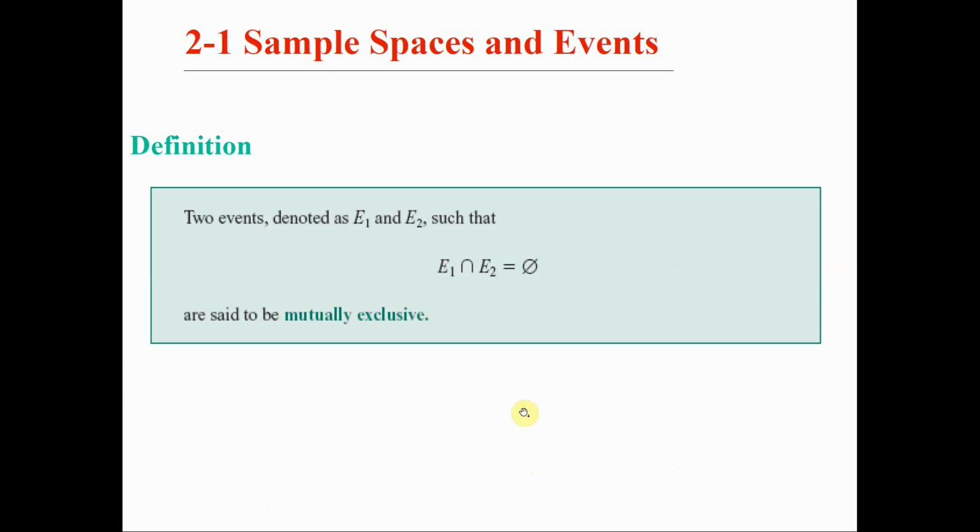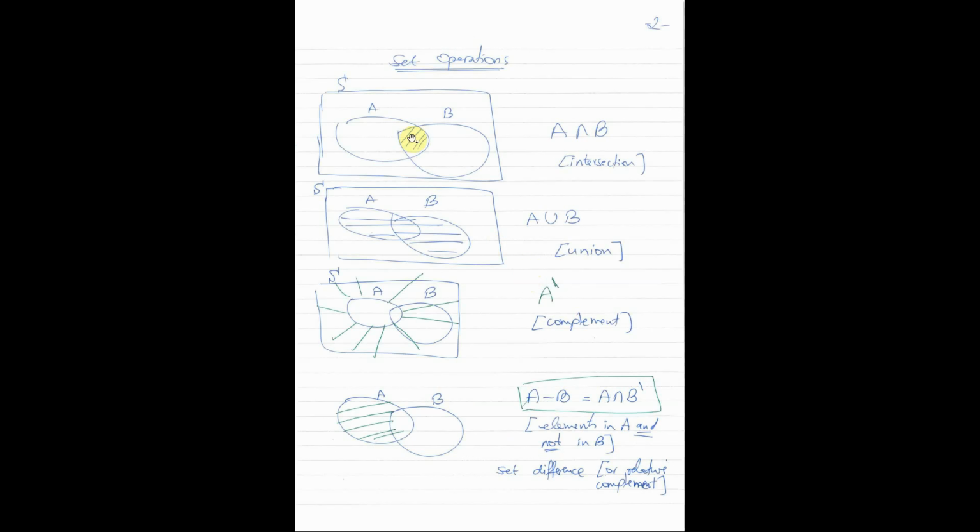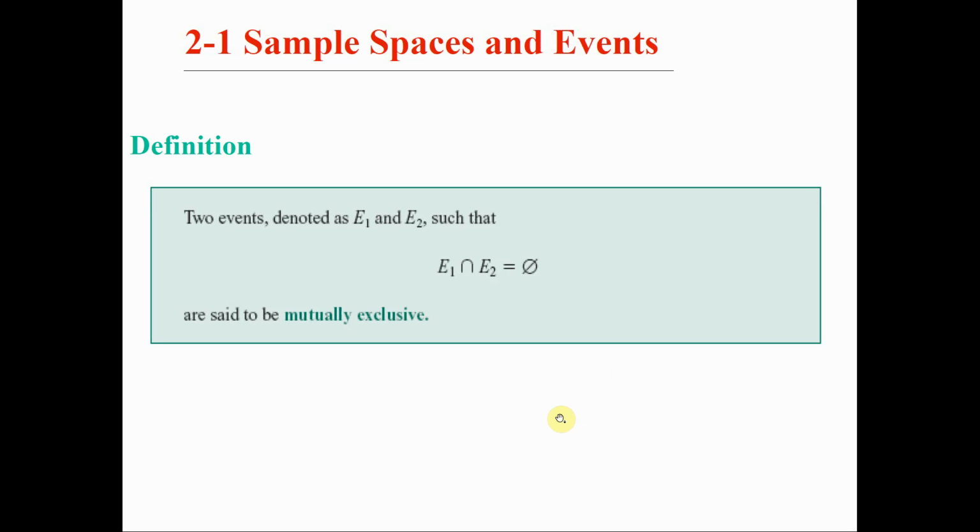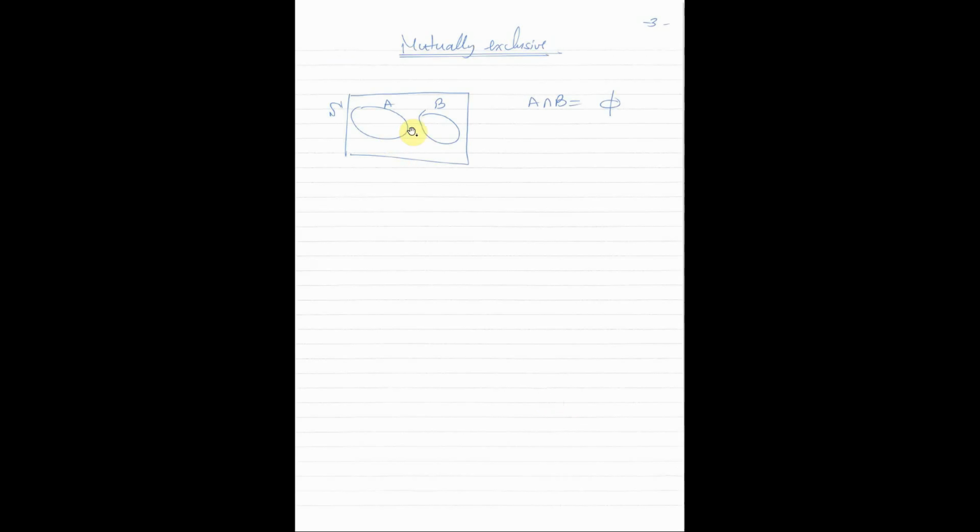Now, another definition here. When are two events, E1 and E2, called mutually exclusive? When their intersection is an empty set. In the examples that you have seen here, we have A and B, and there is always an intersection. There is always something common between the two. In all examples, here we have an intersection, here we have an intersection. However, what if by chance A and B look like that?